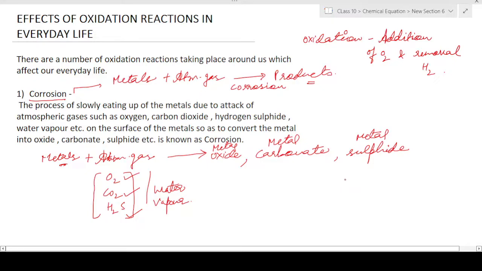Corrosion is simply a process where the metal reacts with any of the atmospheric gases and the water vapor, that is water, and they form products like metal oxide, metal carbonate, or metal sulfides. So basically corrosion is a process where in the products generally oxide, carbonate, or sulfides are formed. A very common example of the corrosion reaction is rusting.